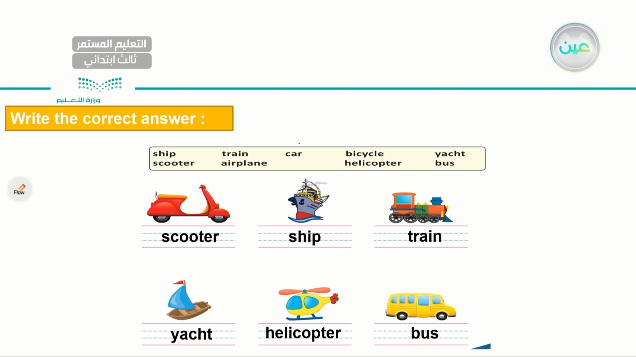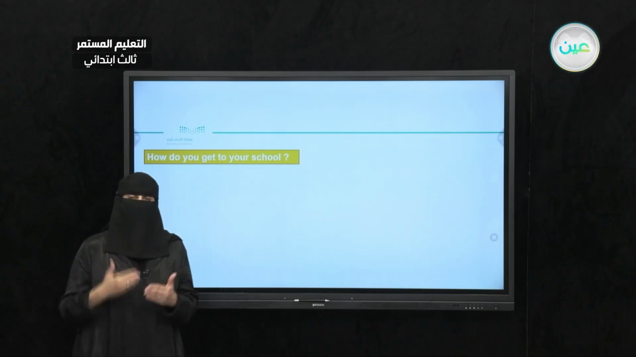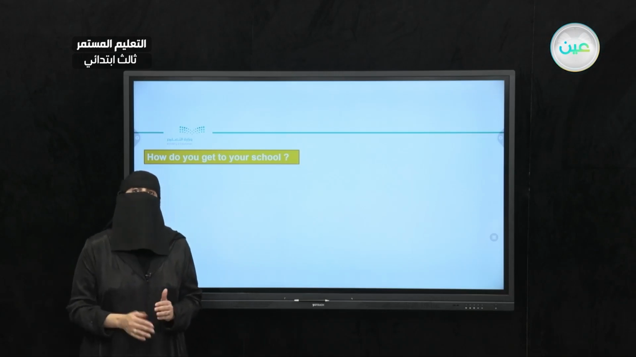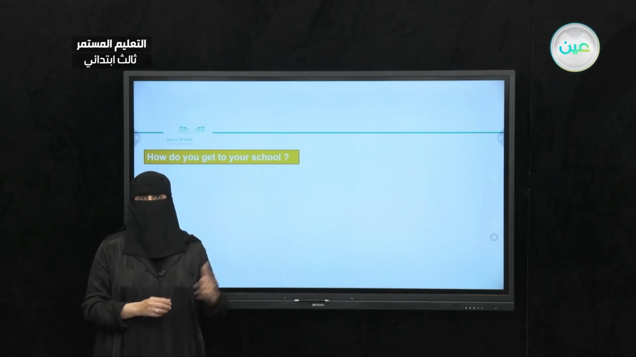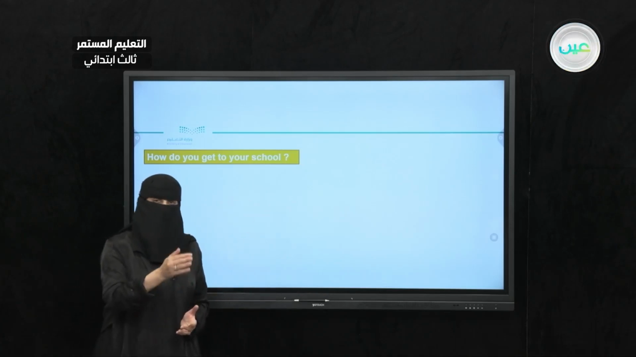So let's read our answers one more time. Yacht, helicopter, bus. One more time. Yacht, helicopter, and bus. Very good, my dear student. Now, how do you get to your school? That's a question we often use in our daily life. How do you get to your school? How do you get to the airport? How do you get to Tabuk, for example? How do you get to England? How do you get to the pharmacy?